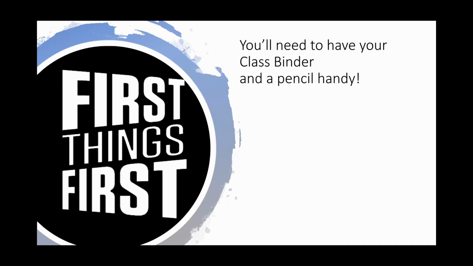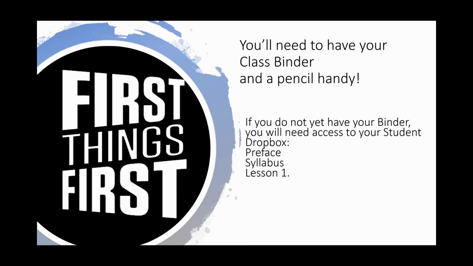All right, so first things first, you're going to need to have your class binder and a pencil handy. If you do not yet have your binder, you will need to access your student Dropbox, and again, if you aren't sure how to do that, that will be discussed in the Grill and Chill. Plus, you can also go to our website, go to all the links, enter this year's password, and it will take you where you need to go. You're going to need access to your preface section of your binder, the syllabus section of your binder, as well as lesson 1.